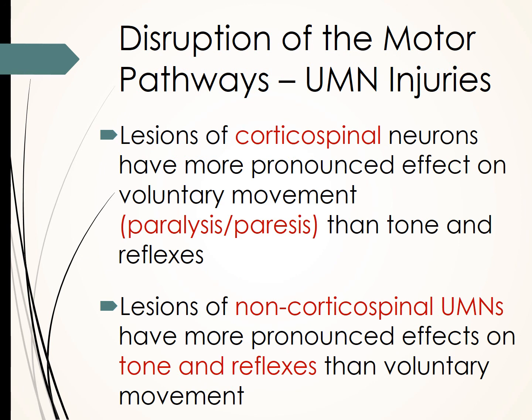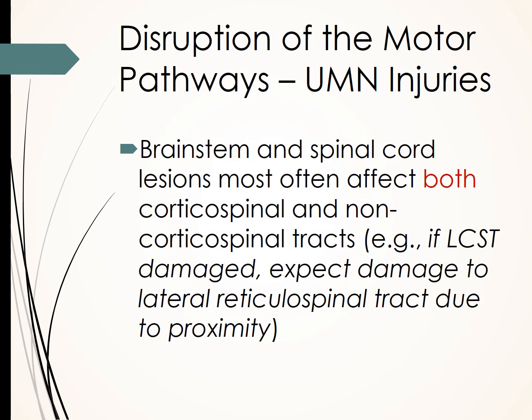Lesions of corticospinal neurons appear to have more of a pronounced effect on voluntary movement, inducing paresis or paralysis, and less impact on tone and reflexes, while lesions of non-corticospinal upper motor neurons have more of an effect on tone and reflexes and less of an effect on voluntary movement. Due to their close proximity in the brainstem and the spinal cord, injuries to these areas will most often affect both corticospinal and non-corticospinal tracts. As a result, we expect to see interference with the ability to generate voluntary movement, as well as altered tone and reflexes.